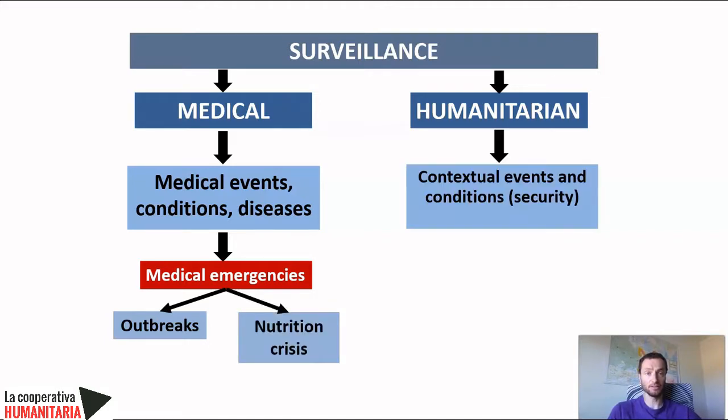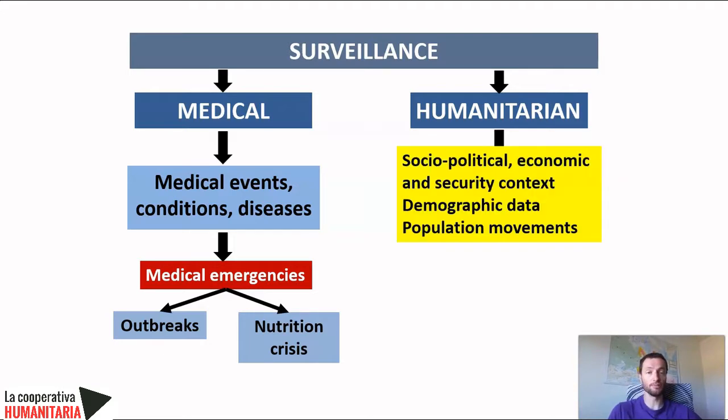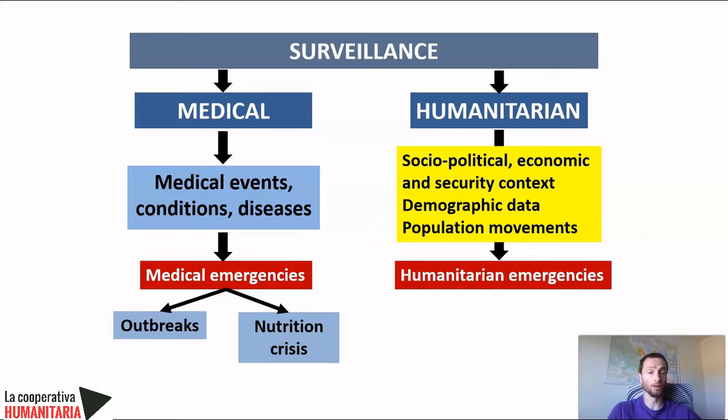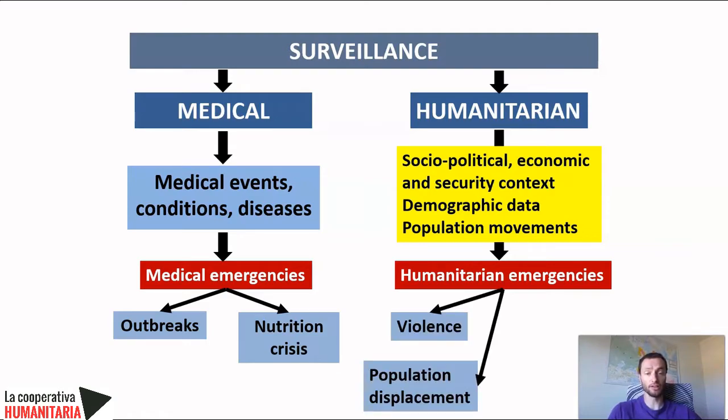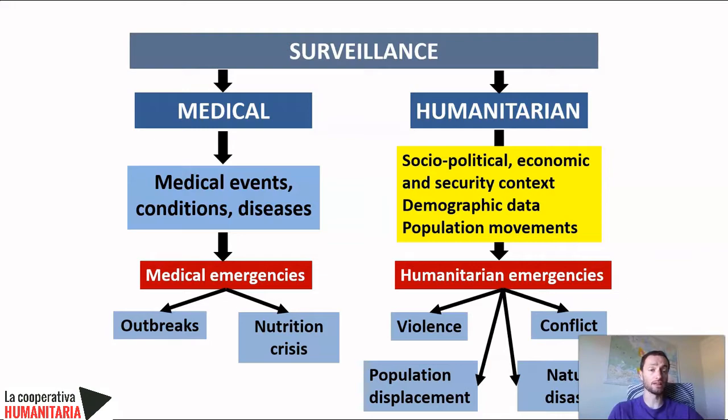On the humanitarian side, we're going to check contextual events and conditions, for example, security, one of them. So the socio-political, economic and security context, demographic data, population movements, all this information must be checked on a regular basis in order to detect situations that are not normal and could be a humanitarian emergency. Kinds of humanitarian emergencies: violence, population displacement due to different causes, natural disasters, conflicts. All these are different humanitarian situations that we should survey in order to detect as soon as possible.